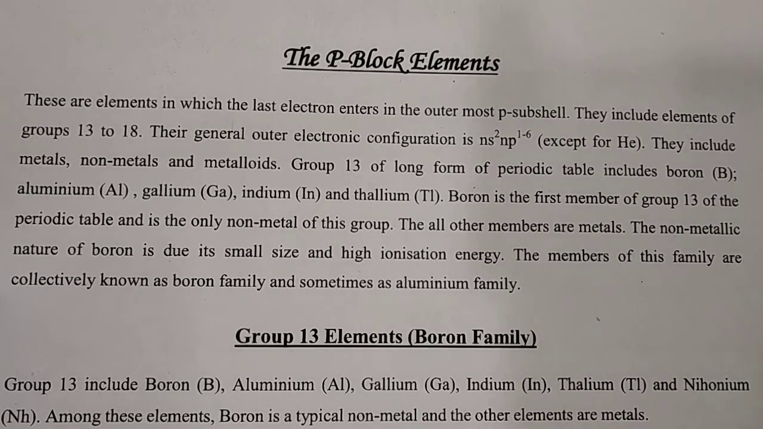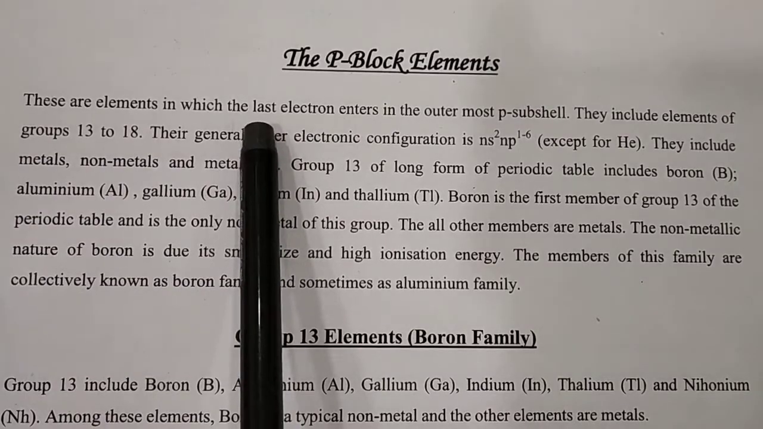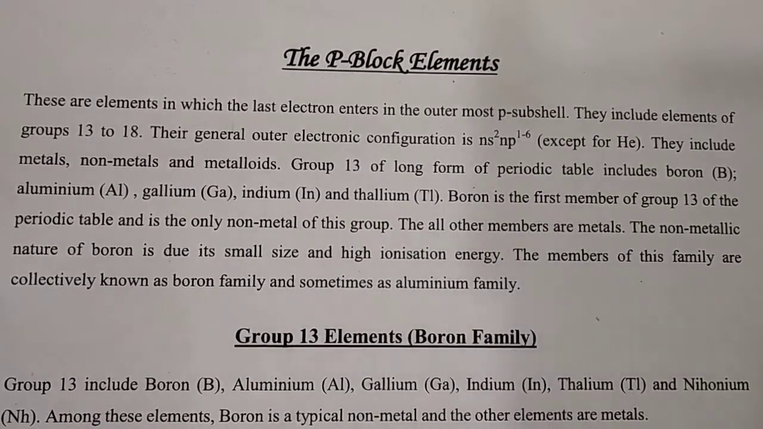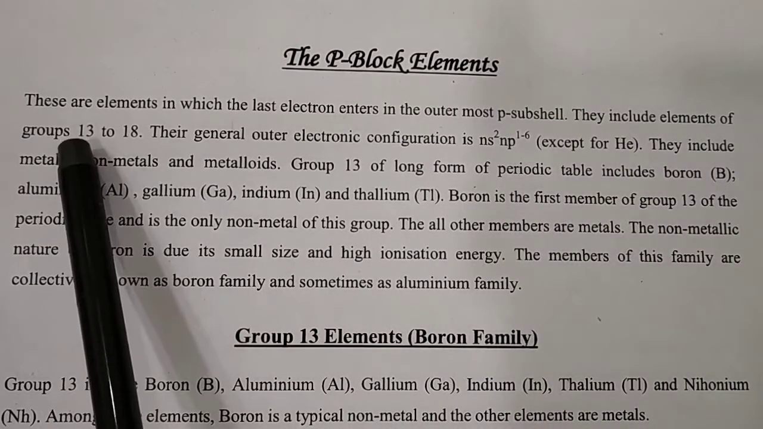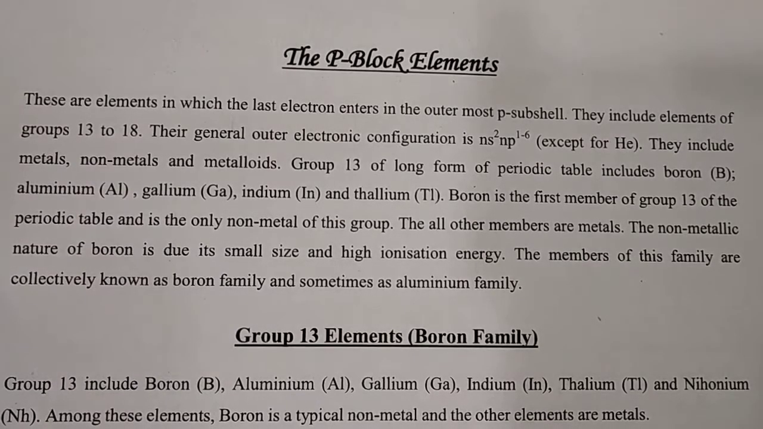So what actually means by P block elements? These are the elements in which the last electron enters into the outermost shell, that is called as P subshell. So P subshell can accommodate 6 electrons, and due to this total 6 groups are available. They include elements of group 13 to 18. Because P can accommodate 6 electrons, P1 to P6 means group 13 to group 18.